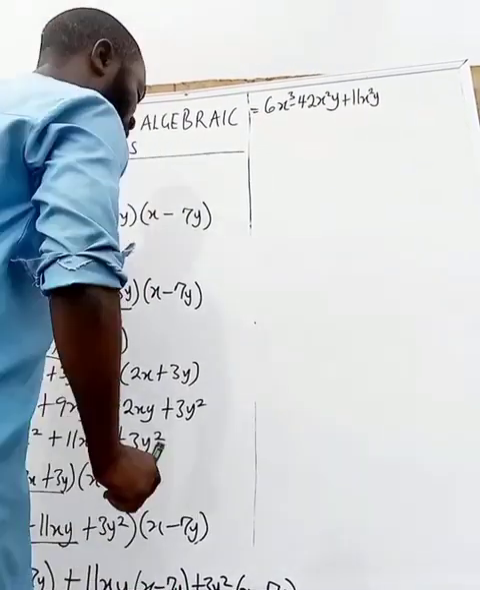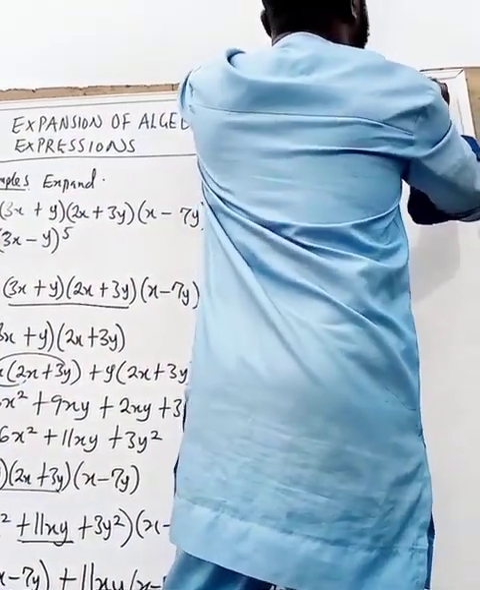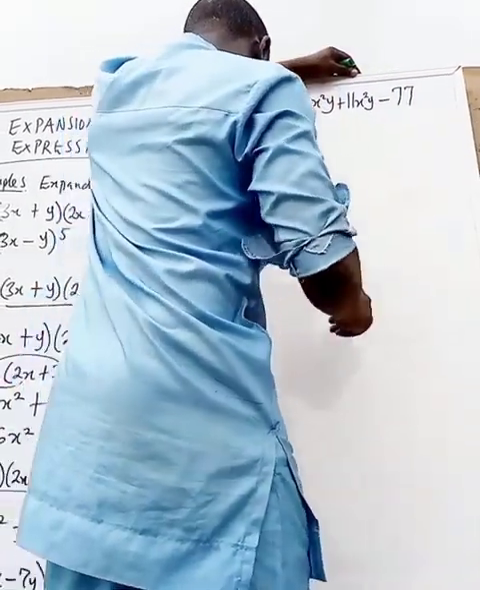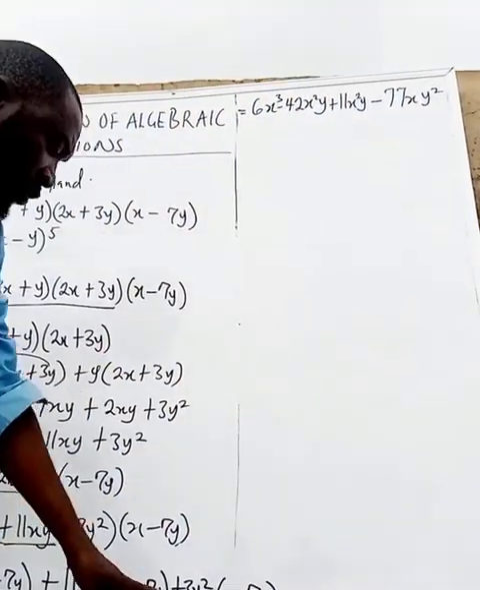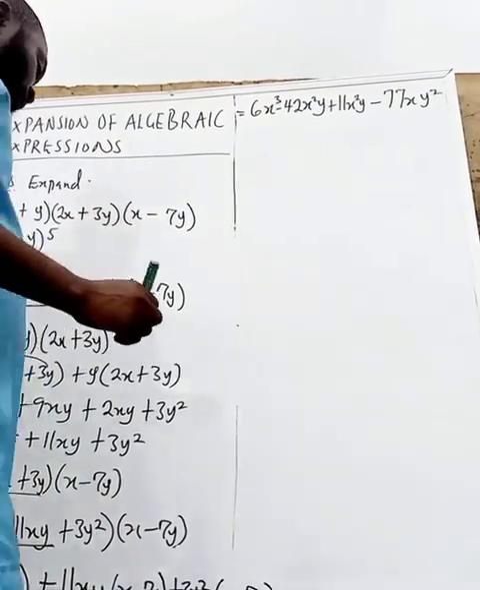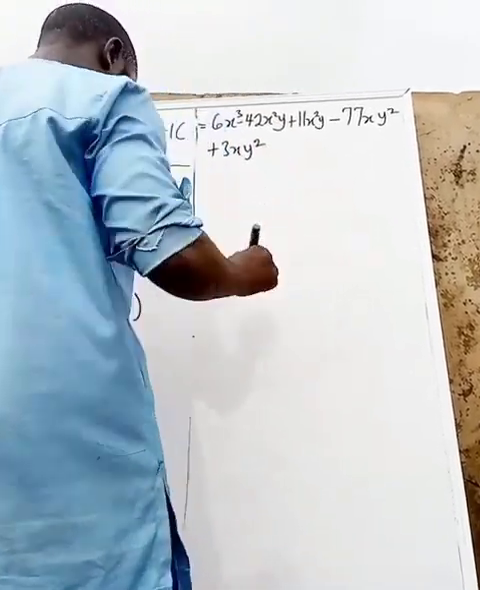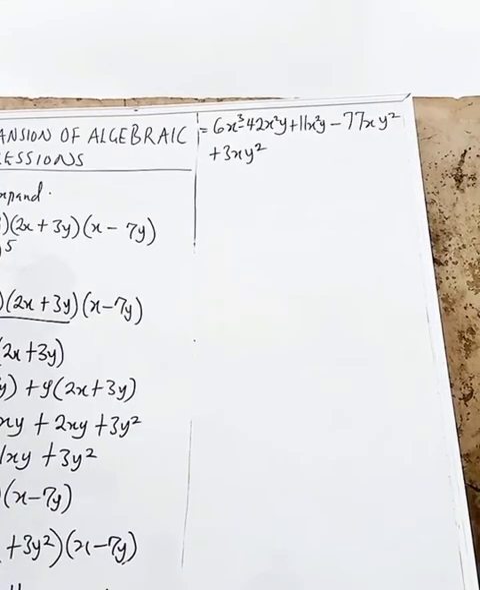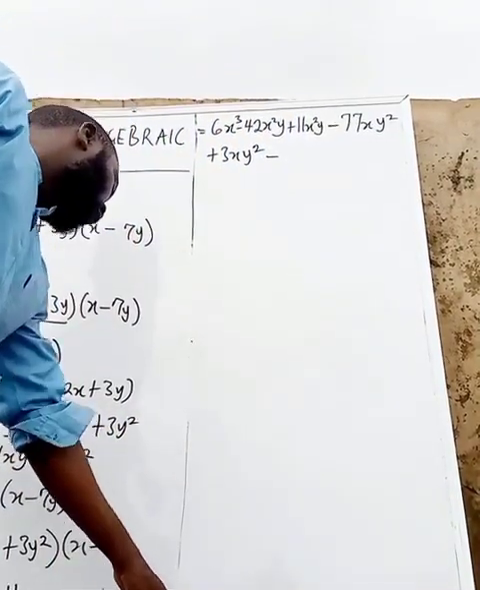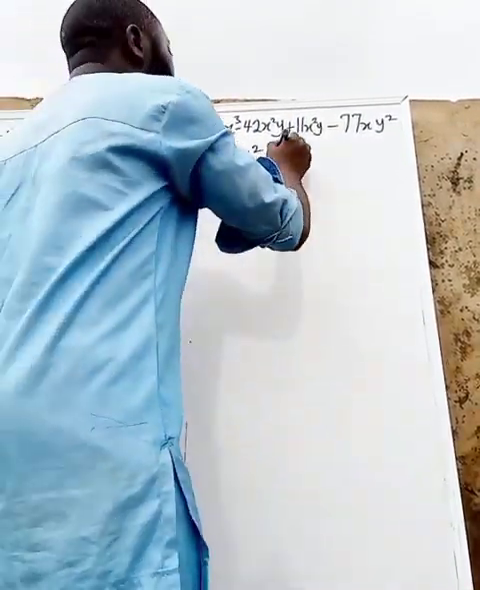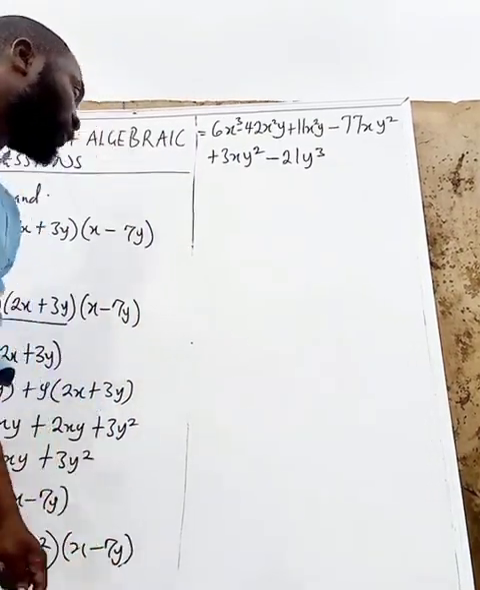11xy again multiplied by negative 7y. 11 times 7, that's negative 77, so minus 77xy squared. 3y squared multiplied by x, that's plus 3xy squared. Then multiply this again, minus 3 times 7, that's minus 21y to the power of 3. y squared multiplied by y, that's y to the power of 3.